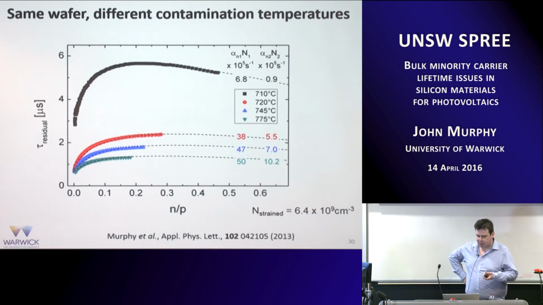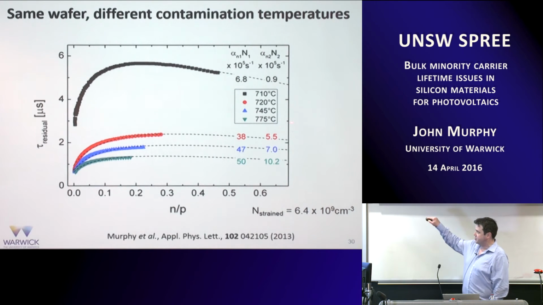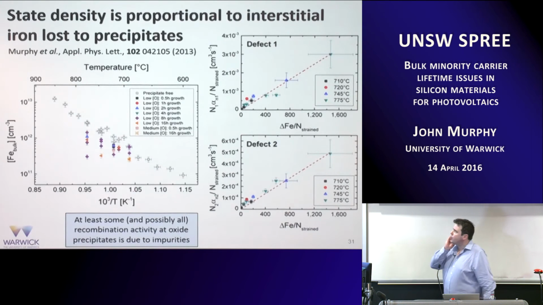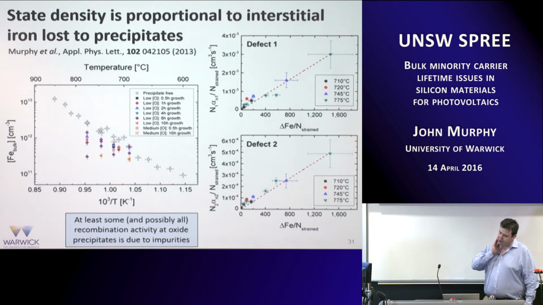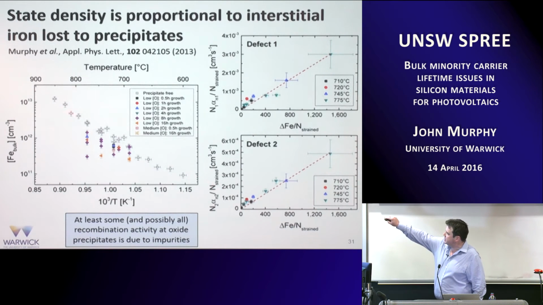And here's another set of plots. We've taken the same wafer, cut it up into bits, and contaminated it with iron at different temperatures. And the injection response is largely the same form, but the density of centers depends on the contamination temperature. So how much iron goes in determines the density of recombination centers. And this is quite remarkable. And so we can correlate the state density with the iron loss to precipitates. These open symbols here are the solubility of iron in silicon, and these closed symbols here are the values of iron we measure in our samples.